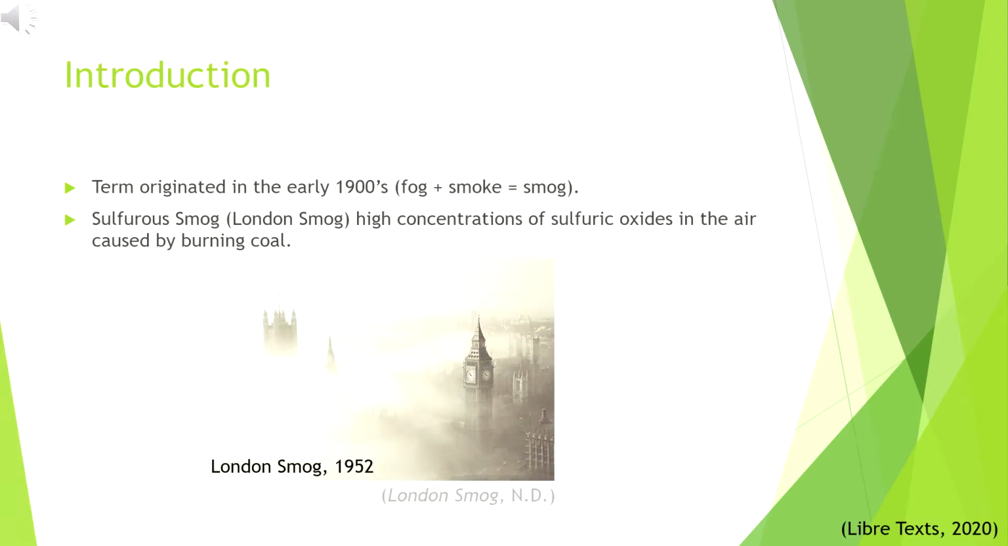The term smog originated back in the early 1900s, a combination of the words smoke and fog, which describes its physical appearance perfectly. Back then, the smog they were referring to was sulfurous smog, more commonly known as London smog, formed when there are high concentrations of sulfur oxides in the air from burning coal. This type of smog was a major issue about a century ago, and in some areas still is. But in today's world, we struggle with the second type of smog, which we will be studying today, photochemical smog.